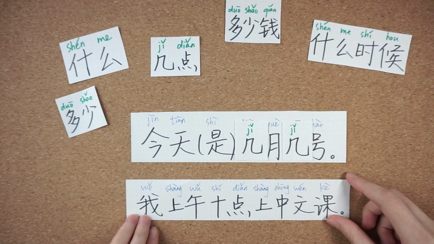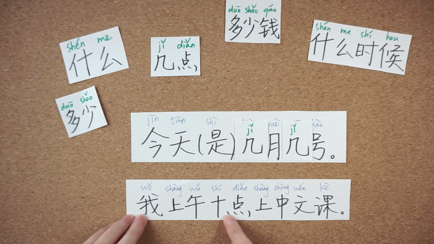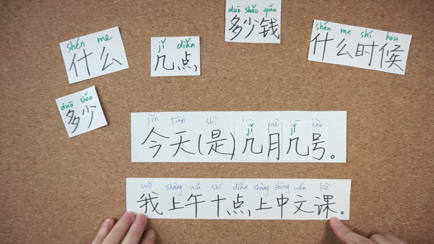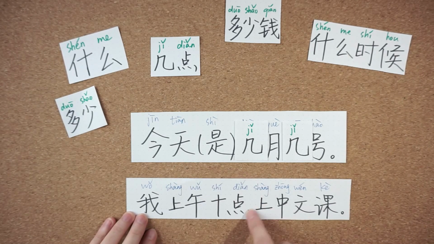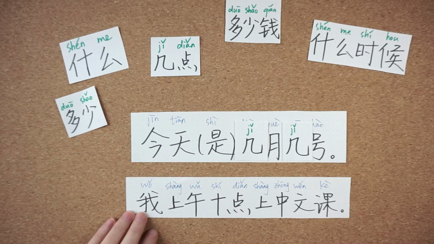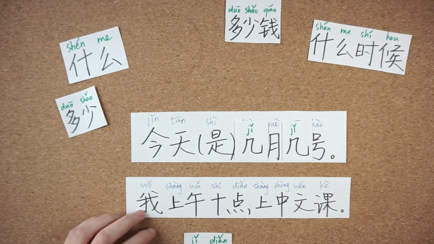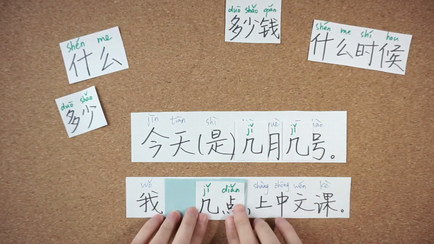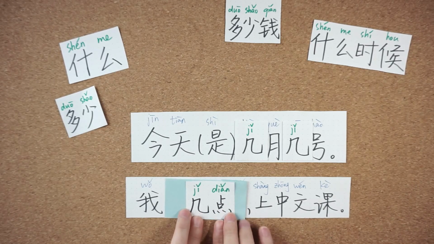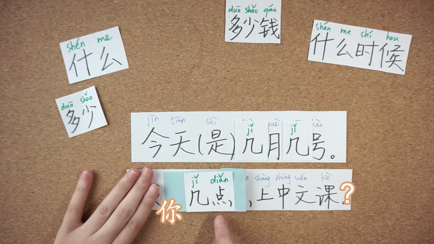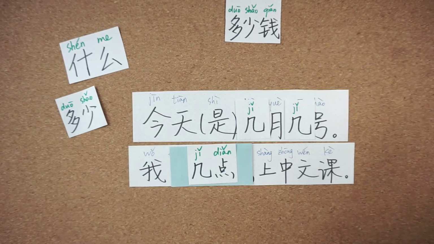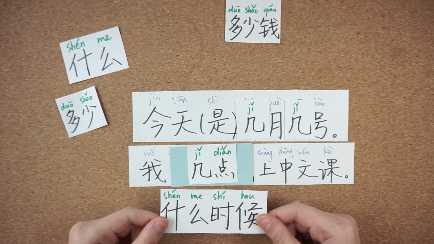Another example talking about time. 我上午10点上中文课. I, in the morning, 10 a.m. to have Chinese class. I want to ask this question, what time do you have Chinese class? Then 上午10点 is the information I'm curious about. In Chinese, we use 几点 to ask about the point of time. So I will cover up this part and replace it with 几点. Change 我 to 你. 你几点上中文课? Here we have a general question word to ask about time.